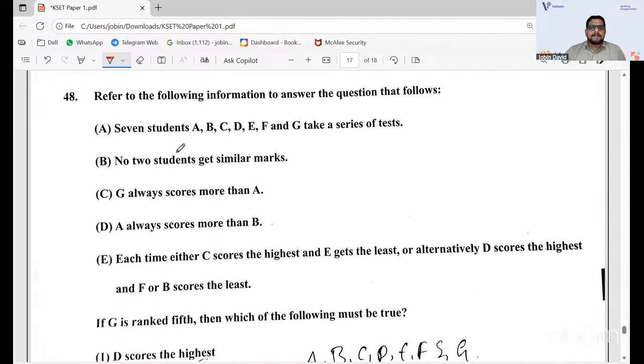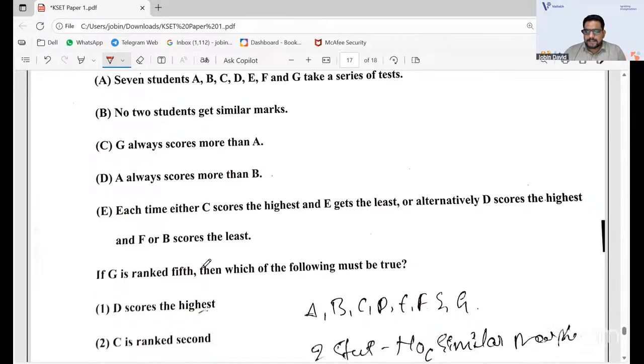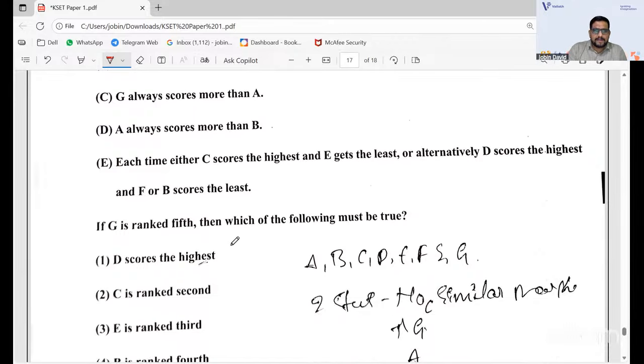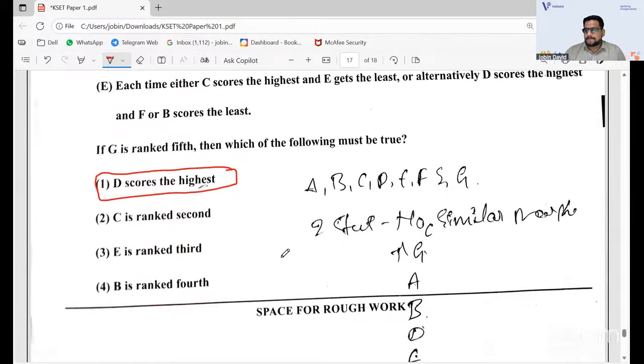Refer to the information in the following. It's a ranking pattern that you have. So you should have an idea of all those statements A, B, C, D, and then you have a ranking pattern. Obviously the answer will be D scores the highest. So for 48, 1 will be the right option. By solving it, you will get the right option. D scores the highest will be the right option.